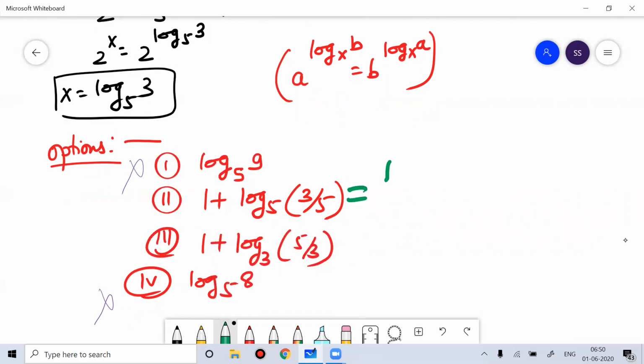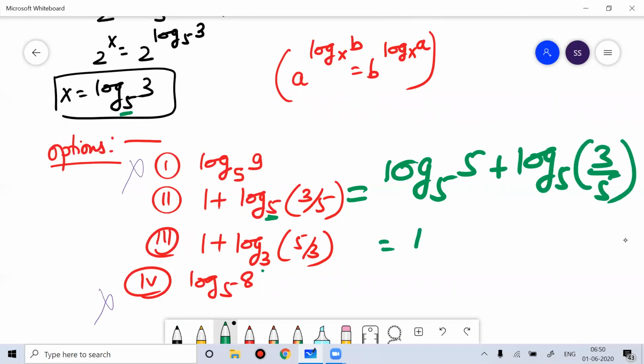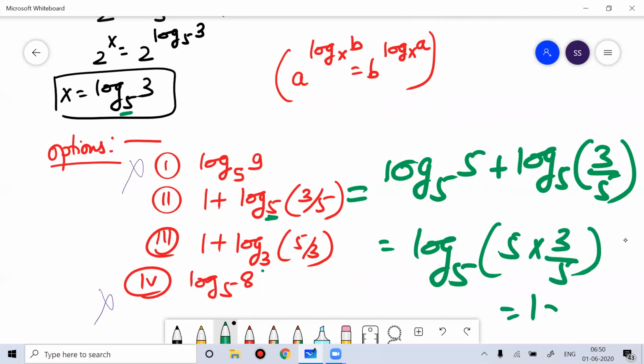If I try option 2, while out of option 2 and option 3, I prefer option 2 because here the base is 5. Here also the base is 5. So 1 I can write log base 5 5 plus log base 5 3 by 5. That means log a plus log b is what? Log ab. This is 5 into 3 by 5. This will give you log base 5 3, and this is the answer. If I give you options, you know the answer. In case if I give you options also, I don't think you will find much difficulty in reaching the correct answer.